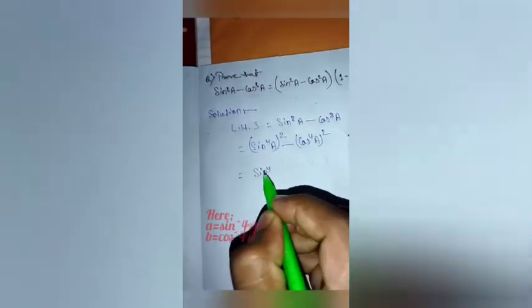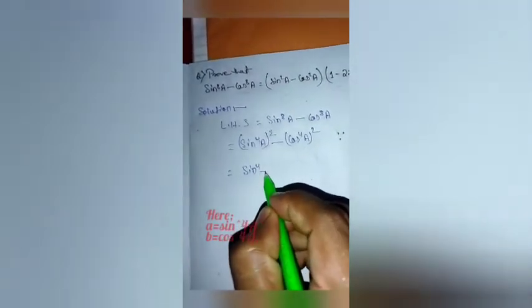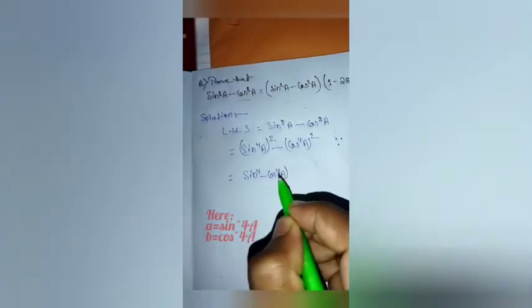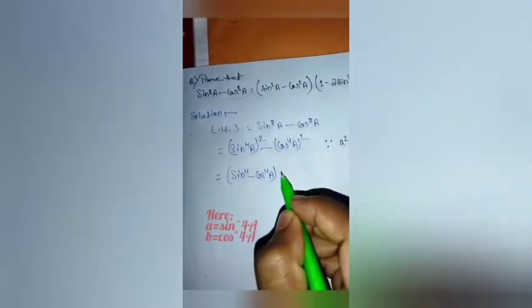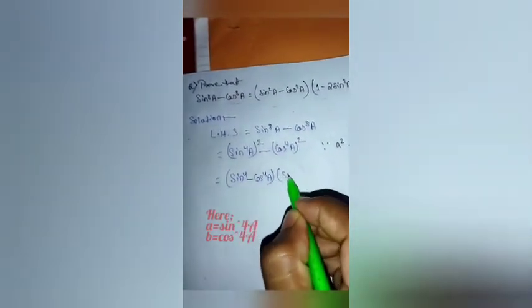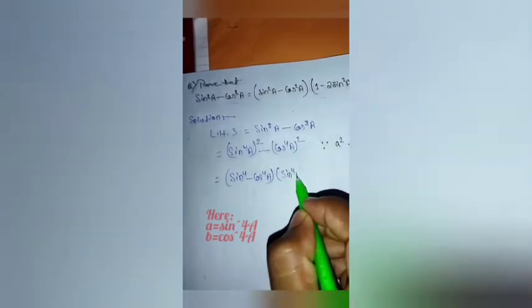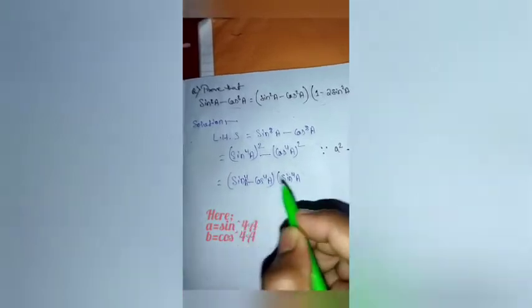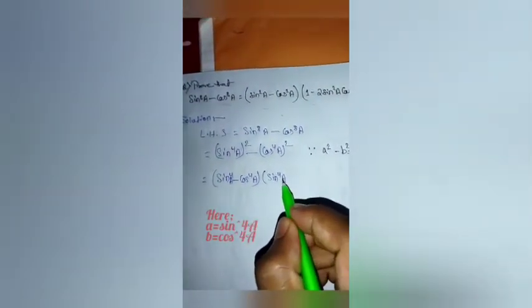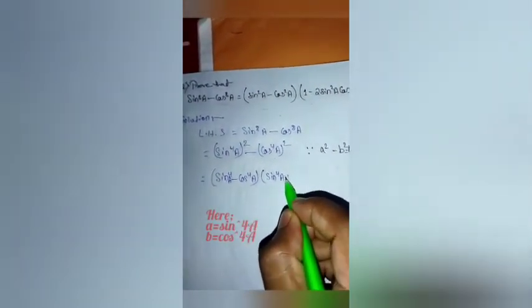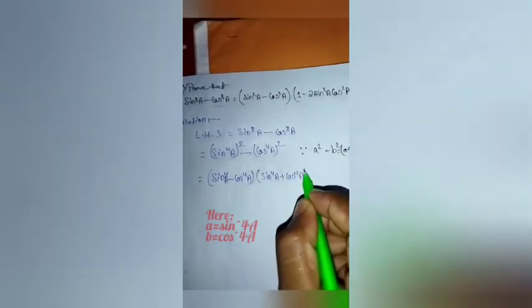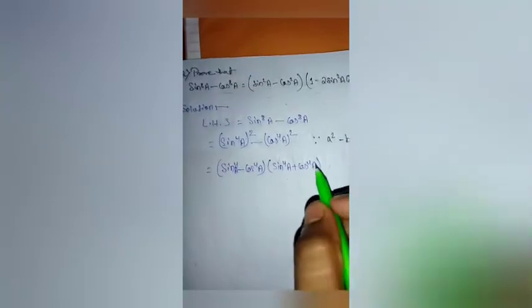Sine to the power 4a minus cos to the power 4a whole into sine to the power 4a plus cos to the power 4a. I forgot a over here, sorry for that. Isn't that?